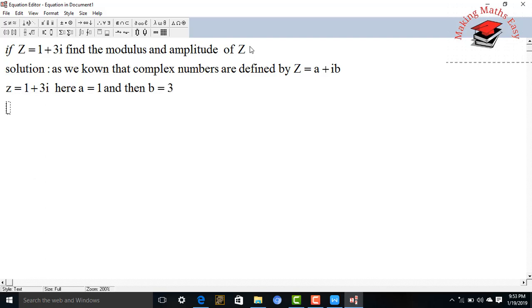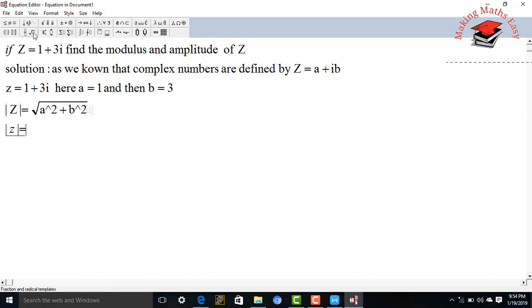Now we have to find the modulus and amplitude. First we will find the modulus of z. The modulus of z is represented by mod z, which is given by the formula square root of a square plus b square. This is a standard formula for finding the modulus of z. So we will further solve this. a is equal to 1 and b is equal to 3.